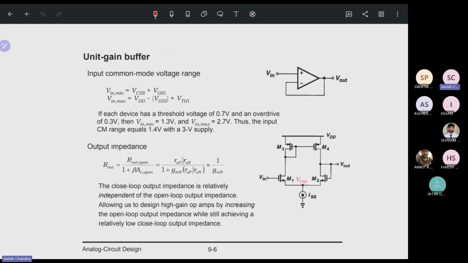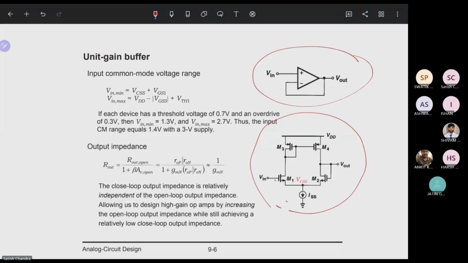Now comes the unity gain buffer based on that one-stage amplifier. If I look into the input common mode voltage range for this part, we are talking about this operational amplifier. So V in minimum is V in minimum plus VGS. That is only the gate, so VGS.